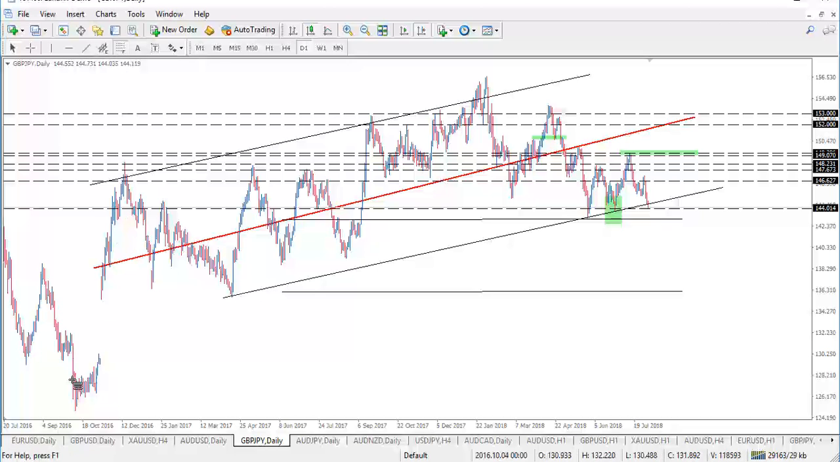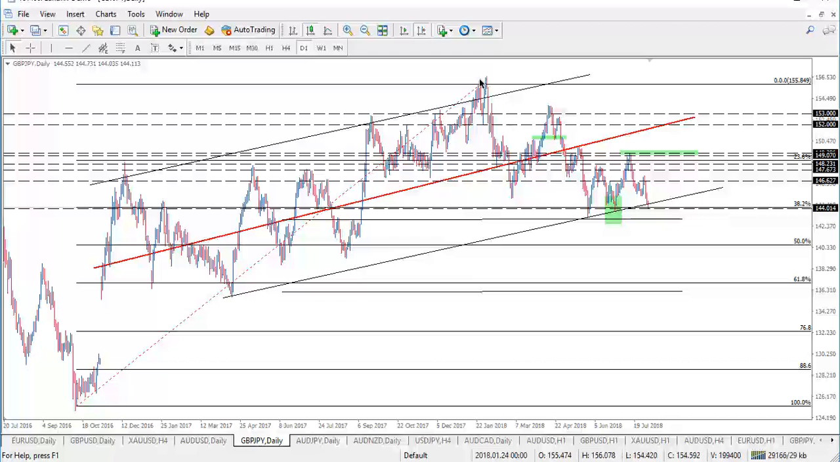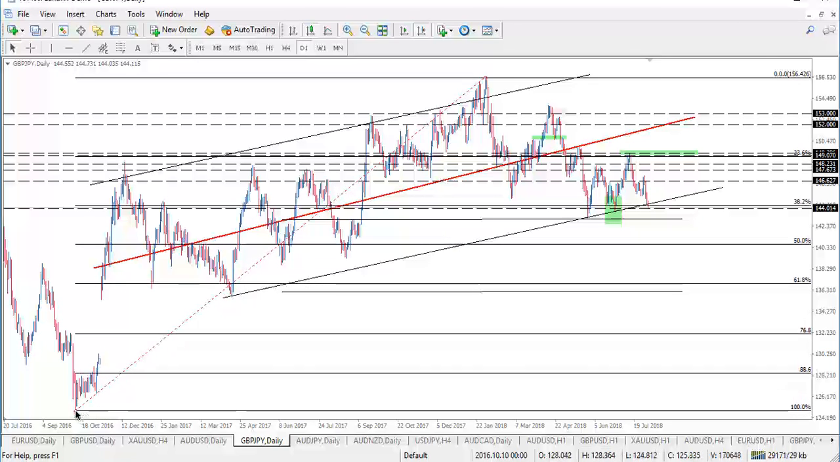Actually, if we use Fibonacci levels here, something like this, we will find that the level of 144 meets the level of 38.2, which is a very strong Fibonacci level, as a matter of fact. So if we highlight this like this, this is our area. We need to find here some bullish evidence.